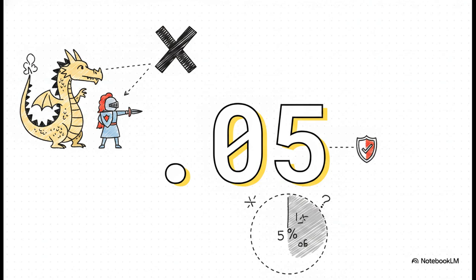So how do we slay that dragon? Well, in the social sciences, researchers conventionally use a significance level, or alpha, of 0.05. What does that actually mean? It means researchers are willing to accept a 5% risk of wrongly rejecting a true null hypothesis. For better or worse, it's become the widely accepted gold standard of proof.